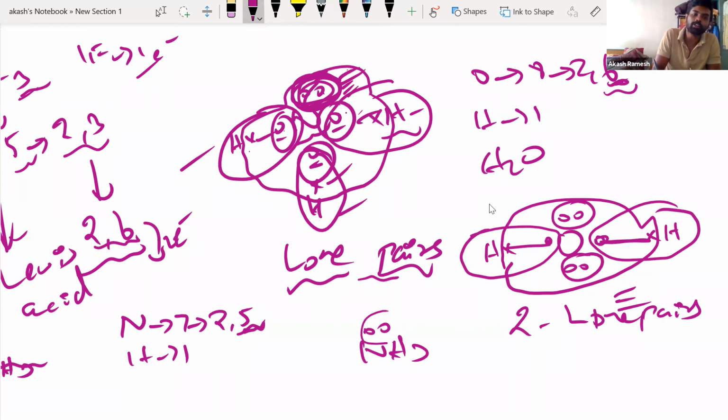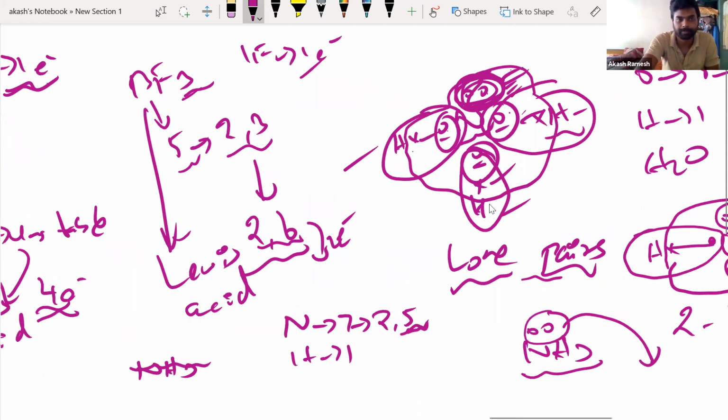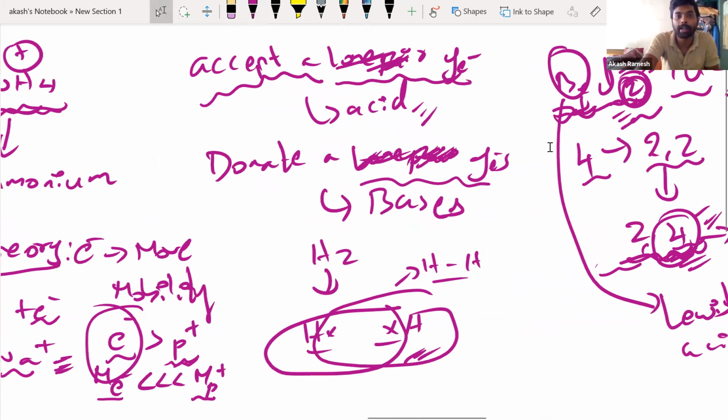Now these 2 electrons can be donated to some other species. Obviously, if this can be donated, now look at the definition. Anything that is able to donate a lone pair of electrons, so now you can understand what a lone pair is, is going to be called a Lewis base.